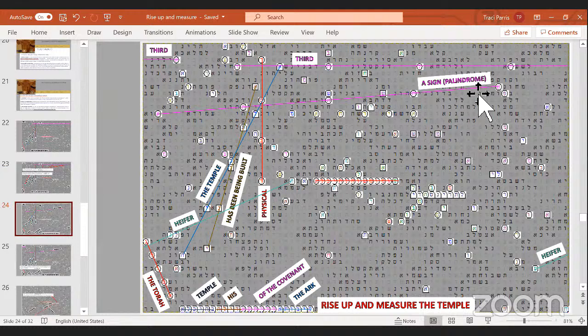Then this is a palindrome for a sign. It is the word Aleph, Tav, Aleph, and then there's Tav, Aleph again. So it's a sign backwards and forward. And then down here in the plain text is the Ark of the Covenant basically is in his temple.